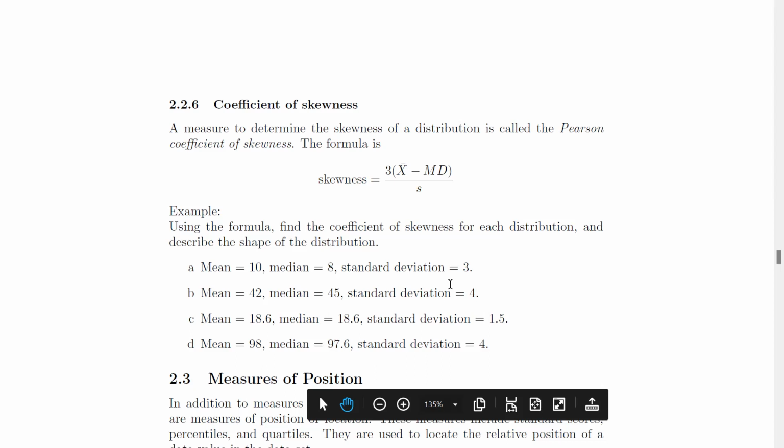So we are looking at a case where skewness is just checking how distributed your data set is around the mean. And this is the formula you use to find the skewness. To find the skewness of data sets, you need a mean, you need a median, MD is the median, yes, and then S is the standard deviation. So the example here, using the formula, find the coefficient of skewness for each distribution and describe the shape of the distribution. So you can give this a try.